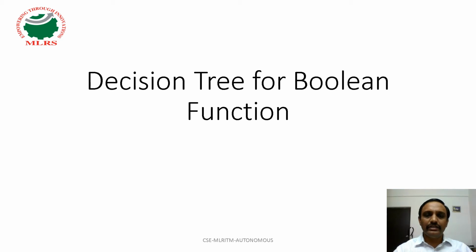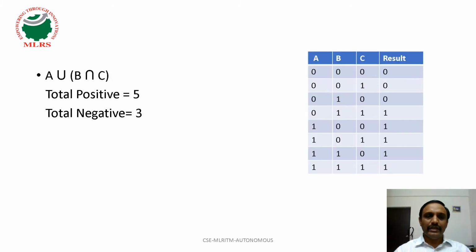Hi all, in this video we will discuss how to construct a decision tree for a given Boolean function. Here we are considering the example A union B intersection C. Before constructing this decision tree, first we have to take the truth table for the Boolean function. Here A, B, C are the attributes we are taking.